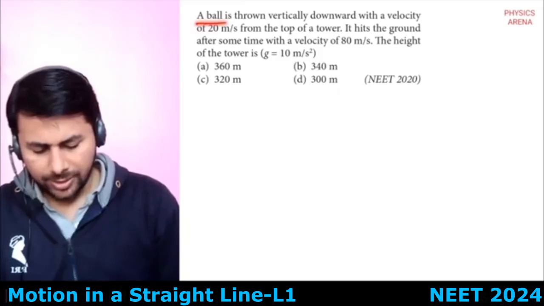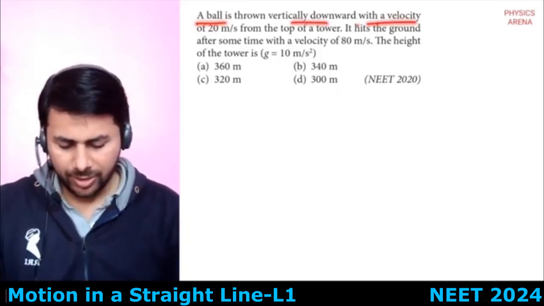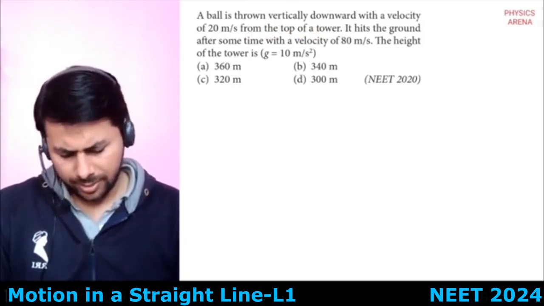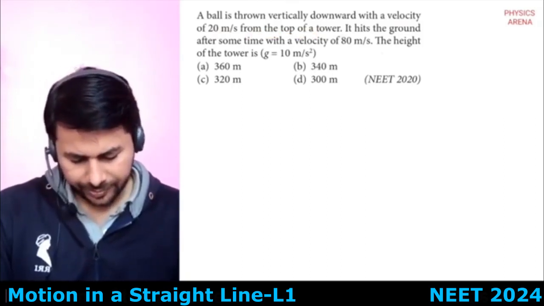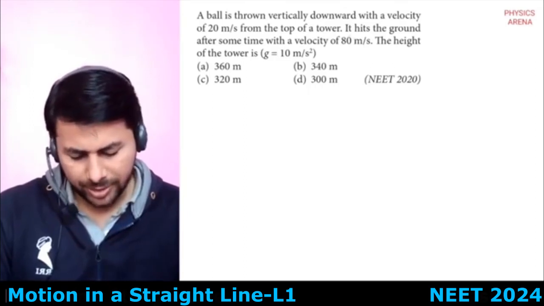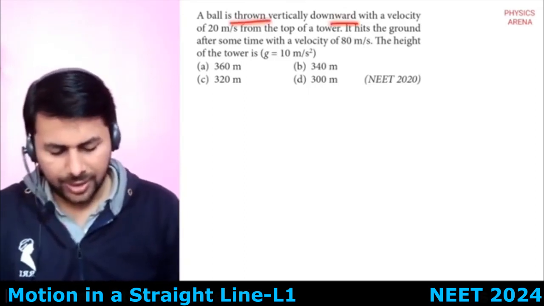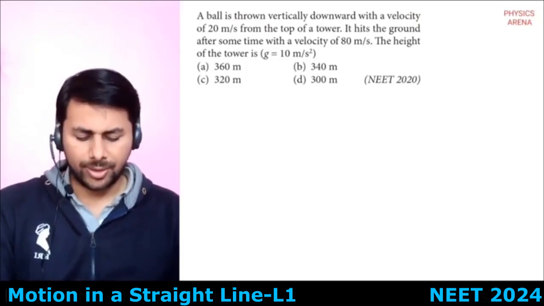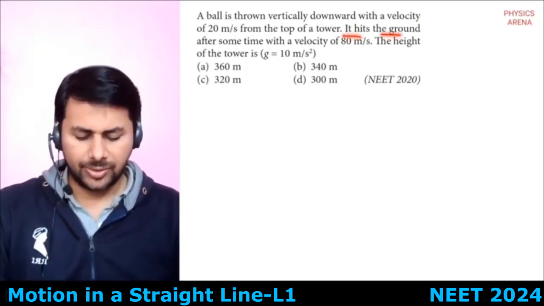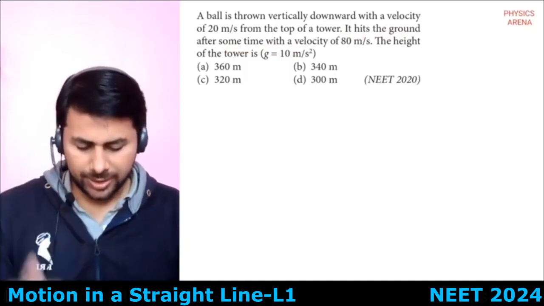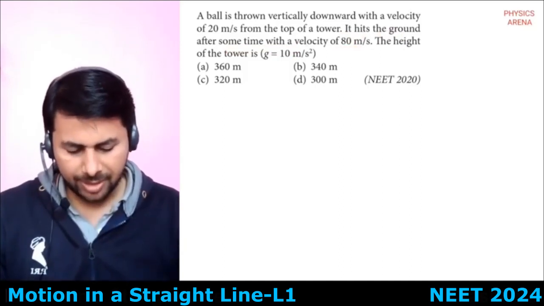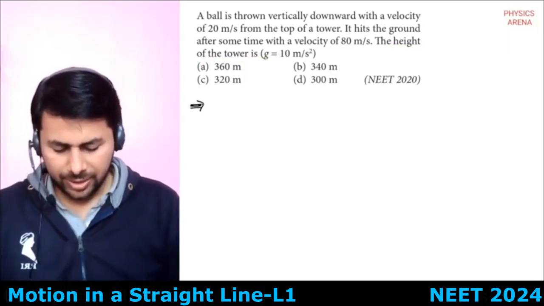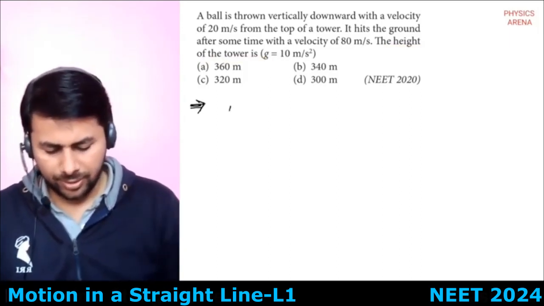A ball is thrown vertically downward with a velocity of 20 meter per second from top of a tower. So this is based upon uniformly accelerated motion. It hits the ground. After some time, the ball hits with velocity 80 meter per second. The height of tower is... So tell me which equation we can use here.